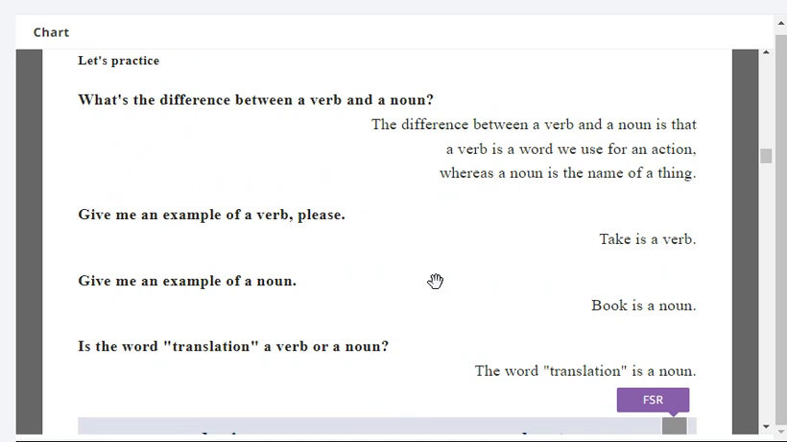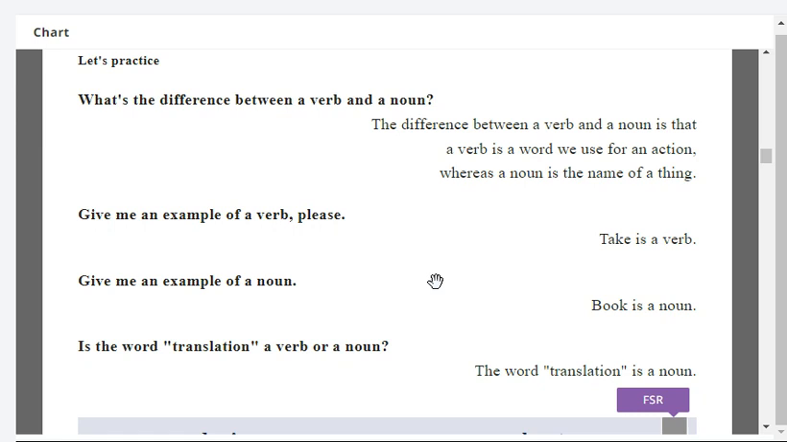Okay, what's the difference between a verb and a noun? The difference between a verb and a noun is that we use a verb for an action, whereas a noun is the name of a thing.